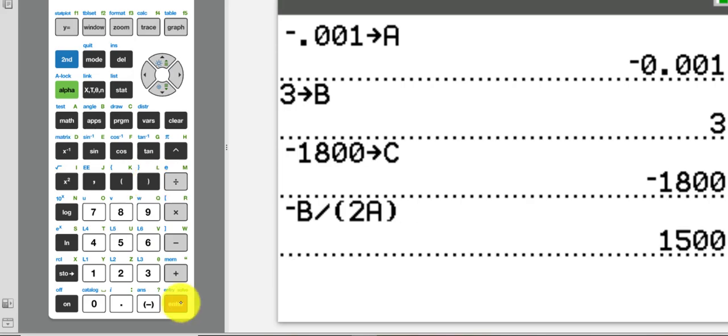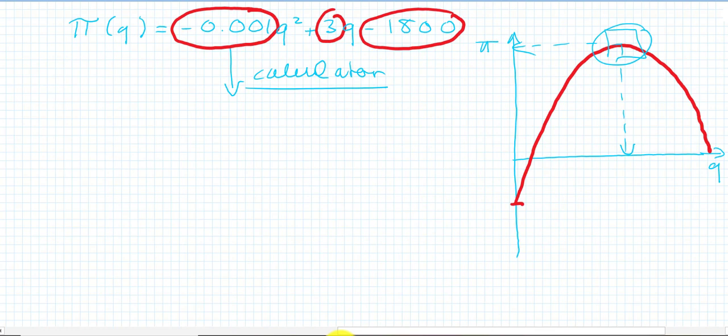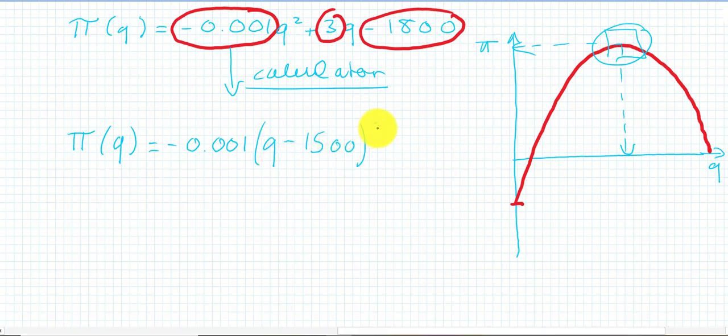This is 1500. So let me write it down. So H is 1500. So I can start writing my parabola in vertex form. I know A is going to be the same, negative 0.001. H is 1500. Oh, not X, but Q right here. This is Q. Q minus 1500.